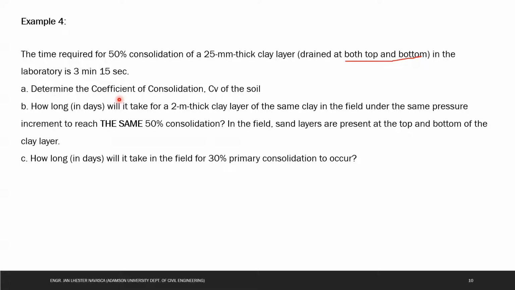Just to study or analyze the problem: in the laboratory, you have a 25 millimeter thick clay layer drained at the top and bottom. During the laboratory work, you find that 50% consolidation occurs in only 3 minutes and 15 seconds. So probably the problem is this one.